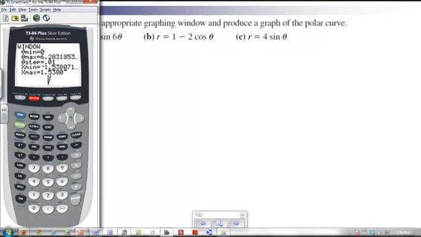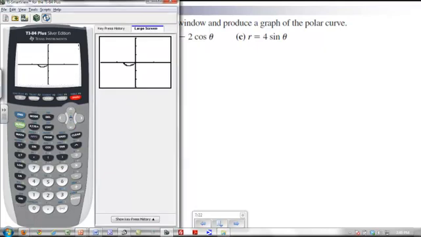I'm going to change my viewing window so that I'm going to go from as low as negative 3. I'm going to do the same thing in the y coordinate. Actually, I probably should do this for my x max as well. All right, let's graph that, see what we get.